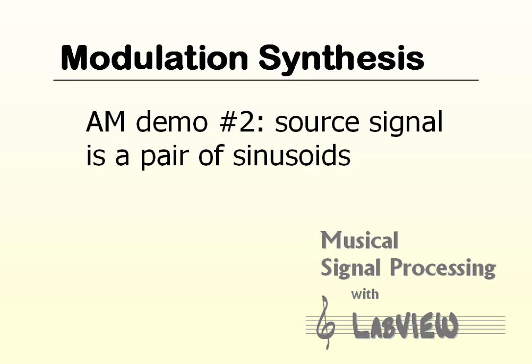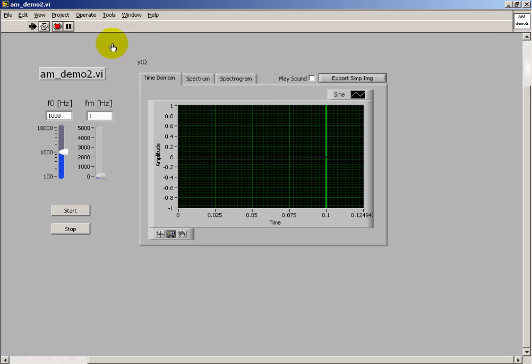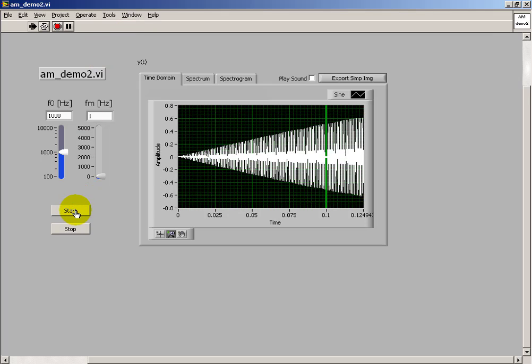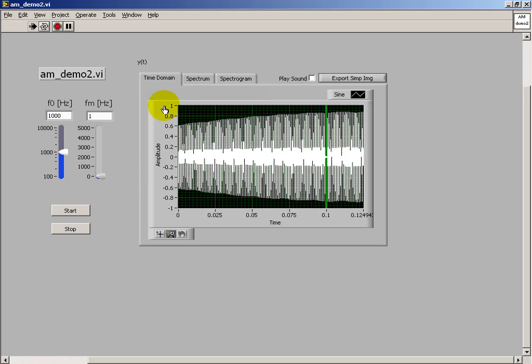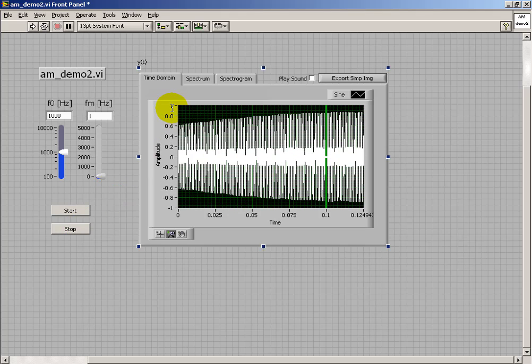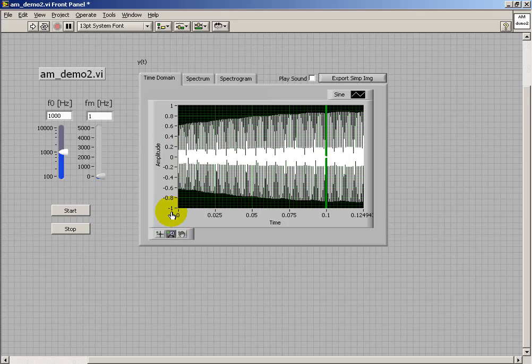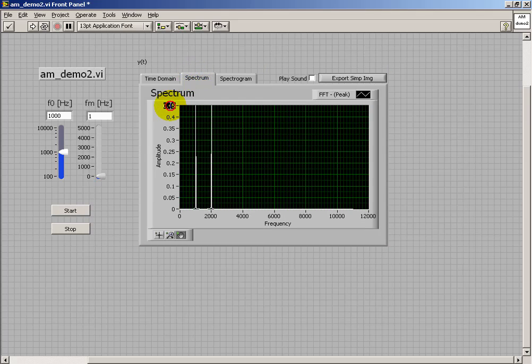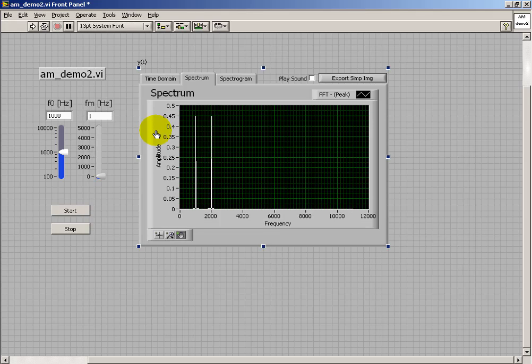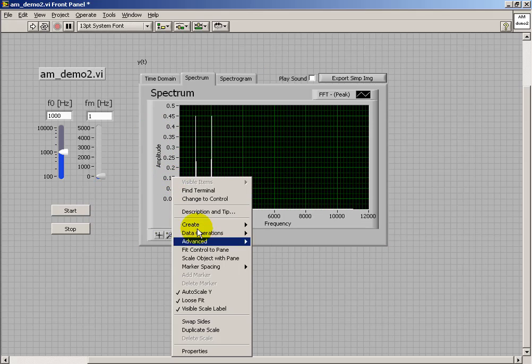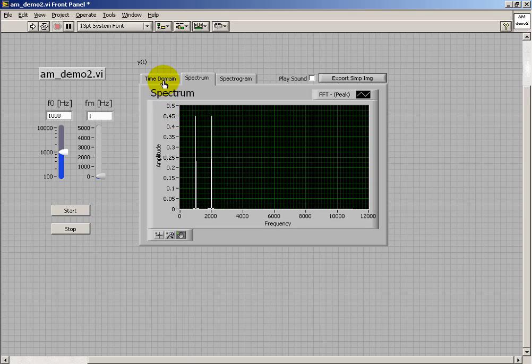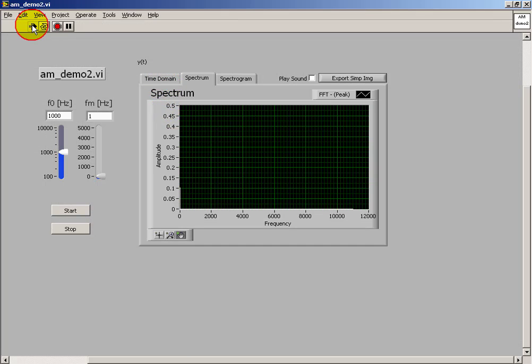Now let's consider a slightly more complex source where we have two sinusoids instead of one. One sinusoid is at my defined frequency of f0, which is 1,000, and the second one is at twice that value. So you see we have one at 1,000 and one at 2,000 hertz right now. Here I'm adjusting the scale to turn off auto scaling so we can stabilize that display.